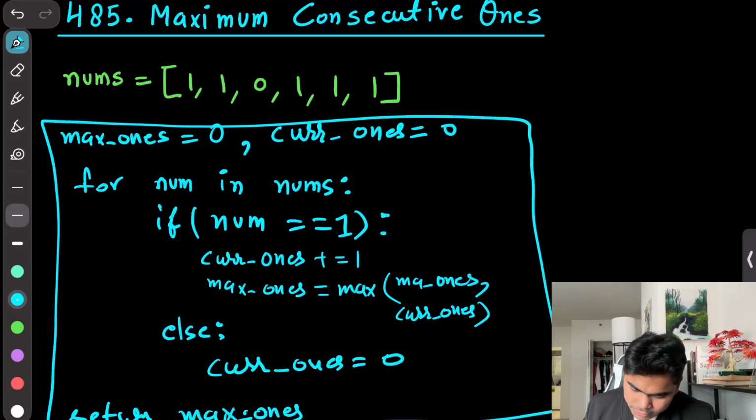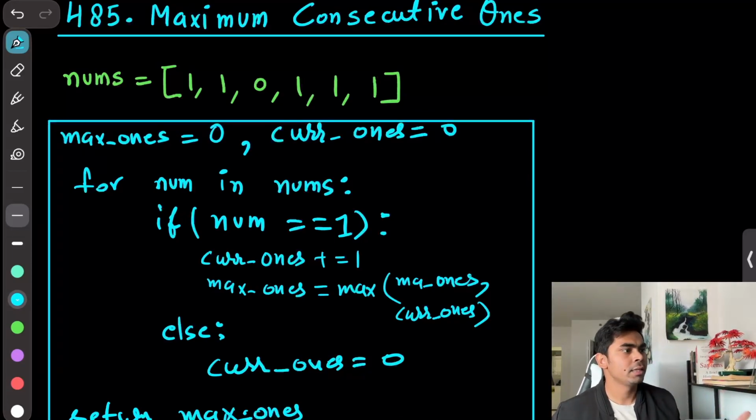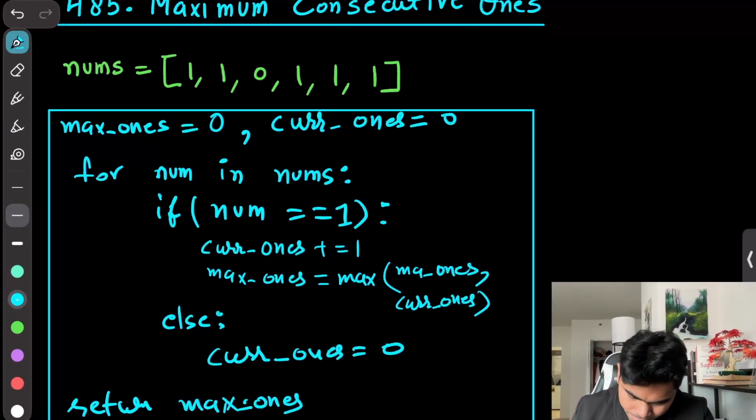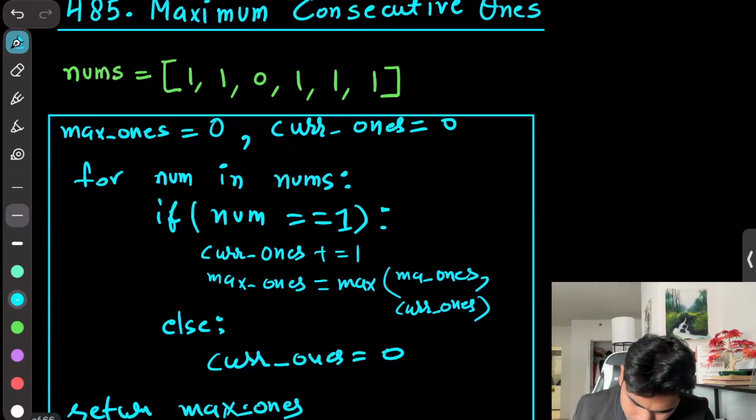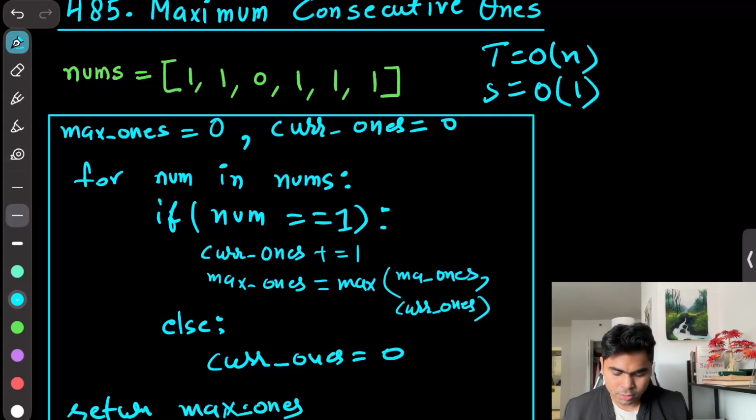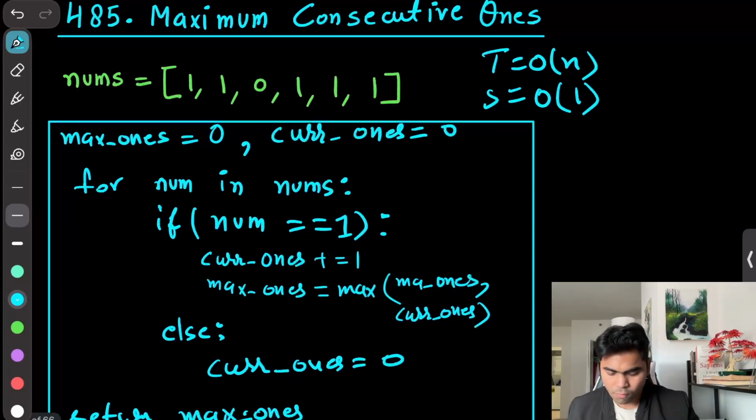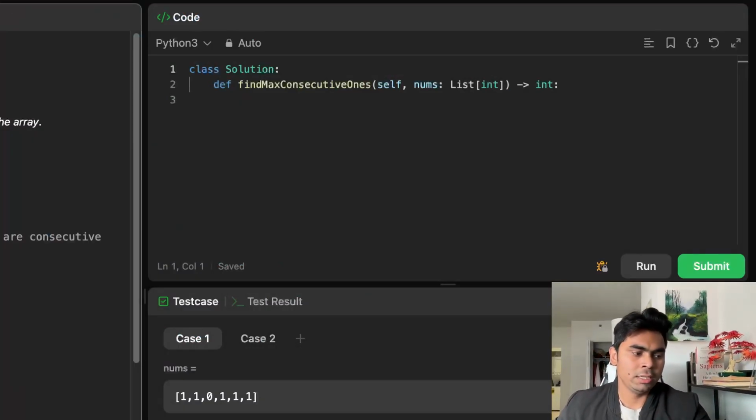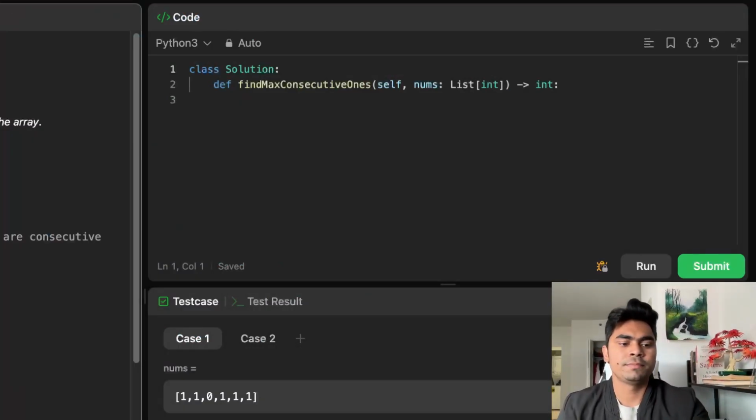This is what we will be typing in, really simple, really easy. We can say the time complexity here is big O of n, and space complexity is actually constant. So let's type it out, guys. Really easy peasy problem.